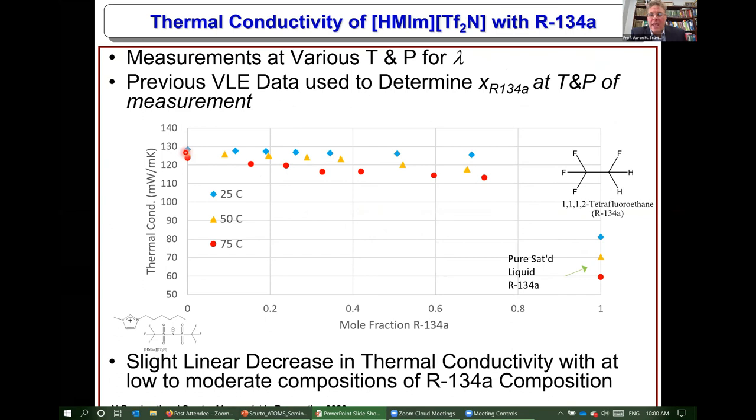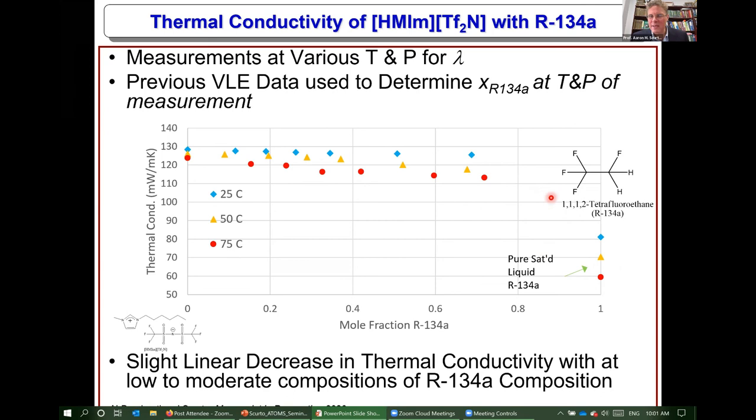Naturally, at a given temperature, we get the thermal conductivity versus pressure, but from the vapor liquid equilibrium data, we're able to translate that into composition data. So you can see, interestingly, this transport property is relatively flat. It does have a slight linear decrease with composition of the R134a, but not a dramatic decrease like what we saw for viscosity or the large increase that we saw with diffusivity. This seems to be just a relatively minor decrease, except when we get to very high compositions of the R134a. We don't have data in here yet.